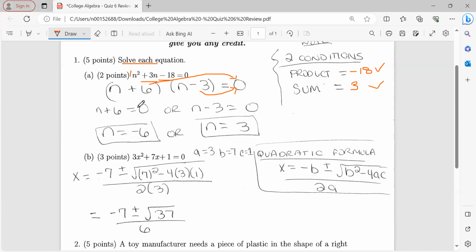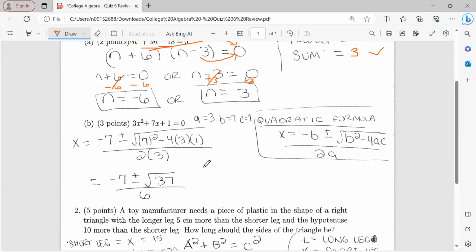So n plus 6 equals 0. We're going to solve this equation by subtracting 6 from both sides. We'll get n equals negative 6, or n minus 3 equals 0. So we'll solve this equation by adding 3 to both sides. And we'll get n equals 3. So our answer, n could be negative 6 or positive 3.